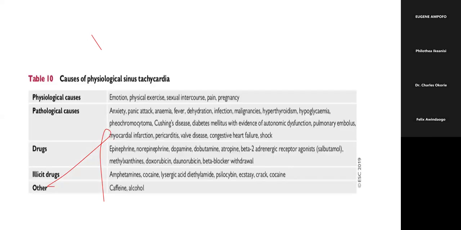Then the next slide tells us the causes of sinus tachycardia, which could be physiological or pathologic. The physiological causes are emotion, physical exercise, pain, pregnancy. Some pathological causes: anxiety, panic attack, anemia, fever, dehydration, hyperthyroidism, pheochromocytoma, hypoglycemia. There are also some drug causes of sinus tachycardia: epinephrine, norepinephrine, dopamine, dobutamine, atropine, and beta blocker withdrawal. Then illicit drugs like amphetamine, cocaine, crack, and then others like caffeine and alcohol.